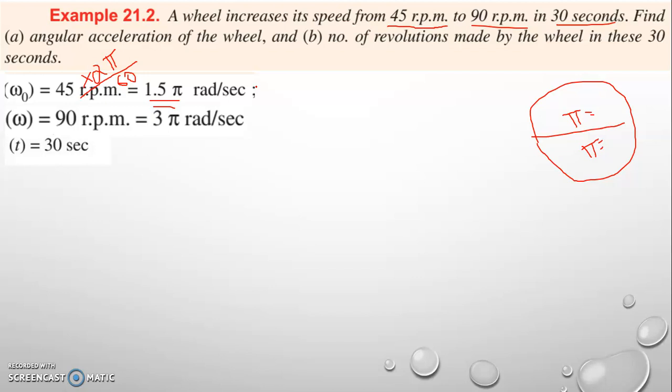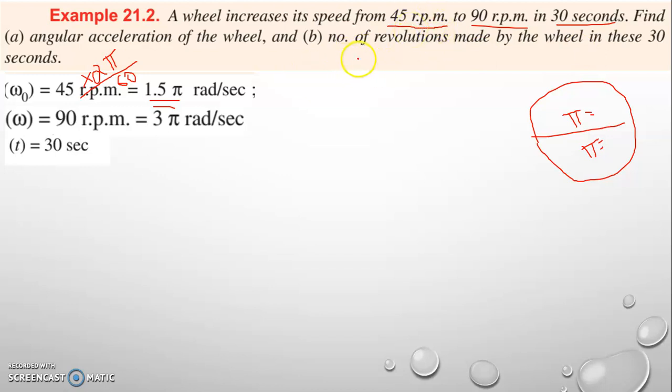The time taken is 30 seconds to go from the initial velocity of 1.5 pi radians per second to the final velocity of 3 pi radians per second. So we can write v is equal to u plus at, and from that we can find the value of acceleration. That is the first thing we have to find: the angular acceleration of the wheel. The second thing is the number of revolutions made by this wheel in 30 seconds. That is the value of theta, and we have to write it in terms of rotations.